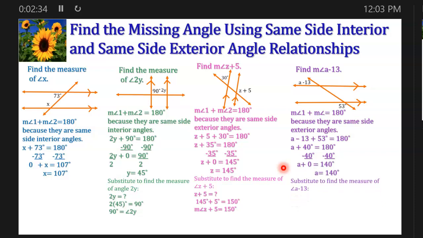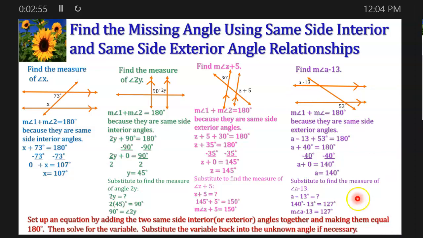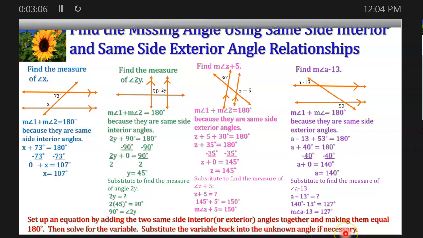Then I take that a, substitute it back in, subtract that 13 from it, and the measure of angle a minus 13 is 127. And I know that it's 127 because 127 plus 53 is that 180 relationship. So set up an equation by adding the two same side interior or exterior angles together, making them equal to 180. Solve for the variable, substitute the variable back into the unknown angle if necessary.